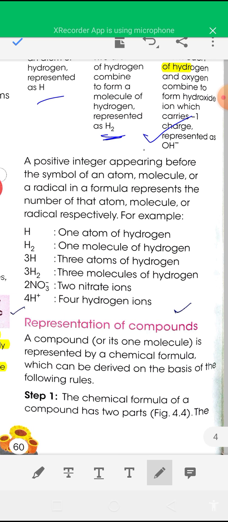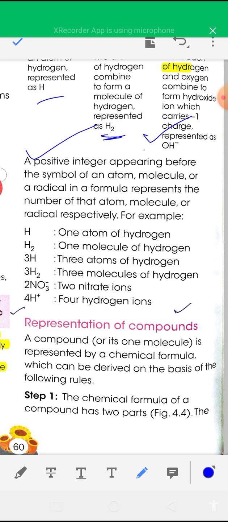Now see, a positive integer appearing before the symbol of an atom, molecule or radical in a formula represents the number of those atoms, molecules, or radicals respectively. For example, only H means 1 hydrogen atom, H2 means 1 hydrogen molecule, 3H means 3 hydrogen atoms, 3H2 means 3 hydrogen molecules, 2NO3- means 2 nitrate ions, 4H+ means 4 hydrogen ions.